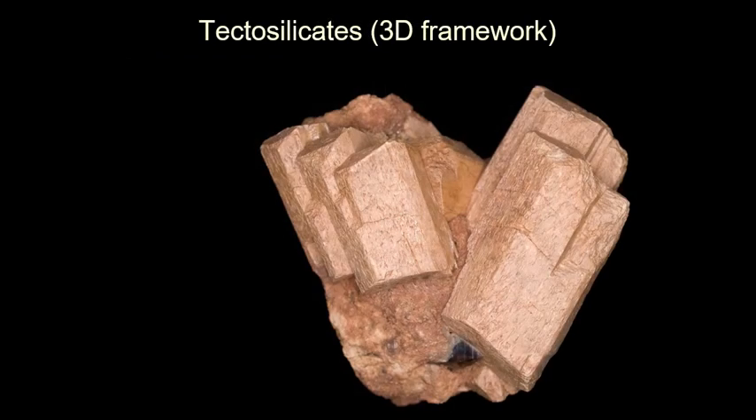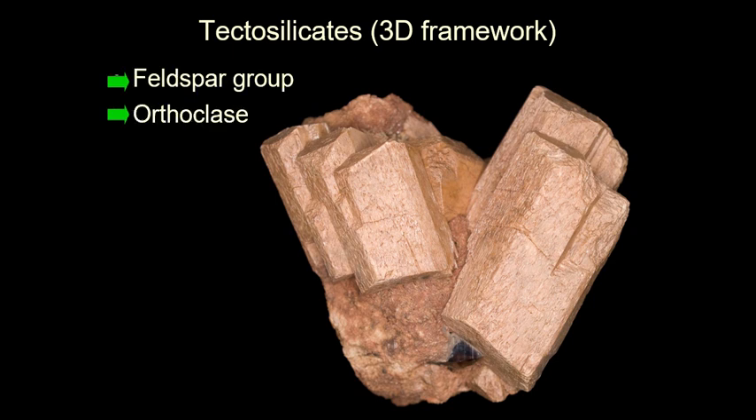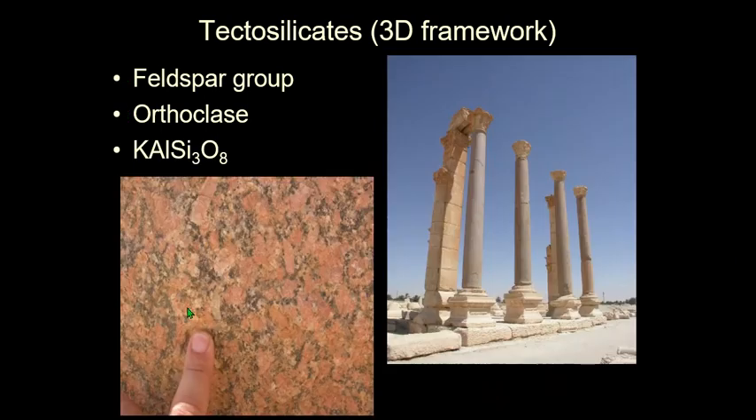So you have now tectosilicates, which have a 3D framework, and the most important of these are the feldspars. Feldspars are very important rocks. There is the potassic feldspar orthoclase, potassium aluminium silicate. That's the pink bits. See, this is again Aswan granite, or this is actually at Tadmor Palmyra in Syria, and that's what the pink bits are.